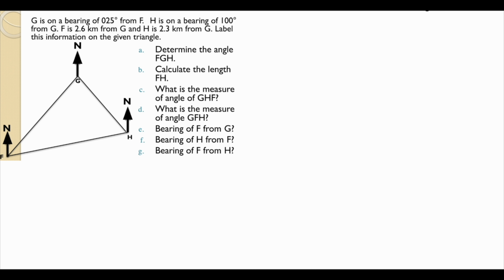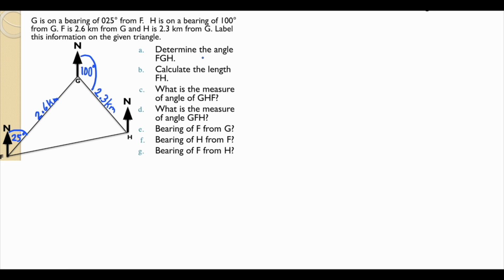All right, so let's start with the first one. Determine the angle FGH. Now we know G is on a bearing of 25 from F. So G from F is 25 degrees. And then H is on a bearing of 100 from G. So our starting point is G. So from G, H is 100 degrees. F is 2.6 from G, so this should be 2.6 here. And then H is 2.3 from G.